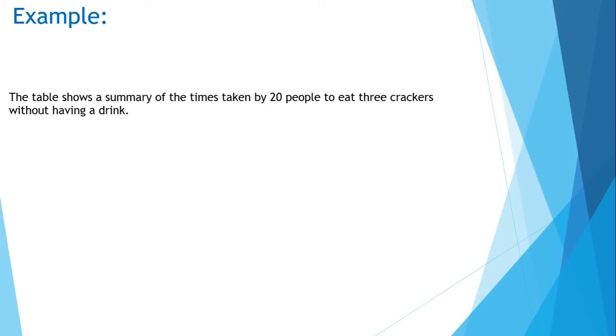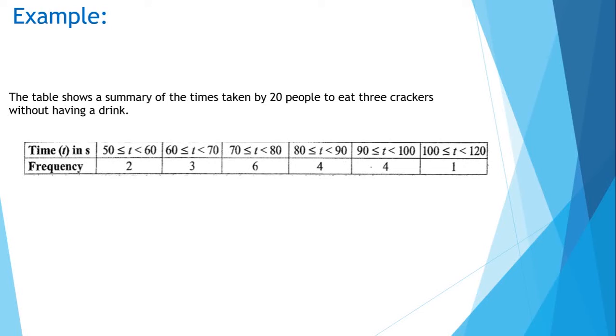The table shows a summary of the times taken by 20 people to eat 3 crackers without having a drink. Let's find the modal group. The modal group is the one with the highest frequency. Here, the highest frequency is 6. So, the modal group is between 70 and 80.